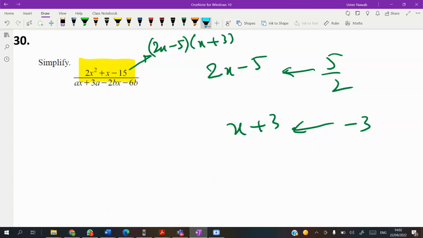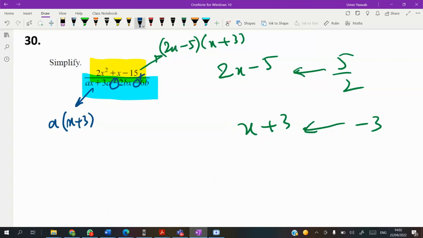Now, in the denominator, we need to do the grouping. So a x plus 3, minus sign, it changes the sign to plus. And what is common? Minus 2b common. I will be getting x plus 3. So the first time I write x plus 3, and the second time I write a minus 2b. Factorization of numerator and denominator is done.